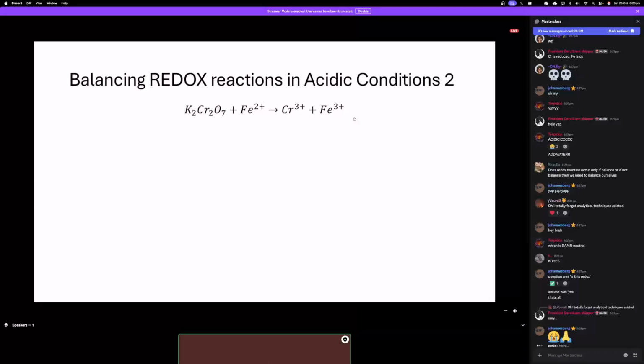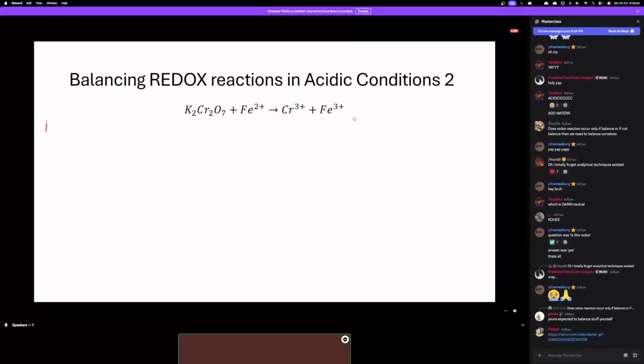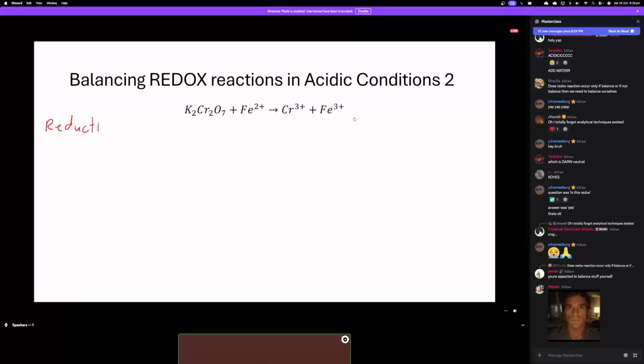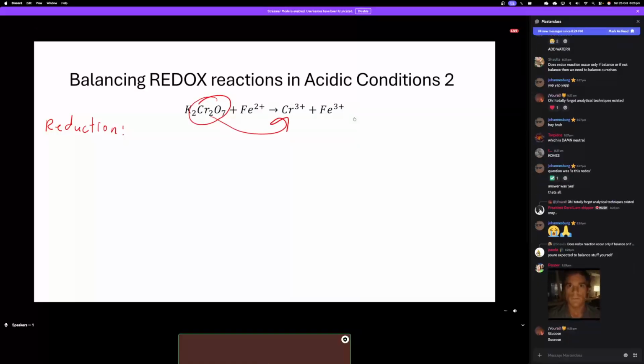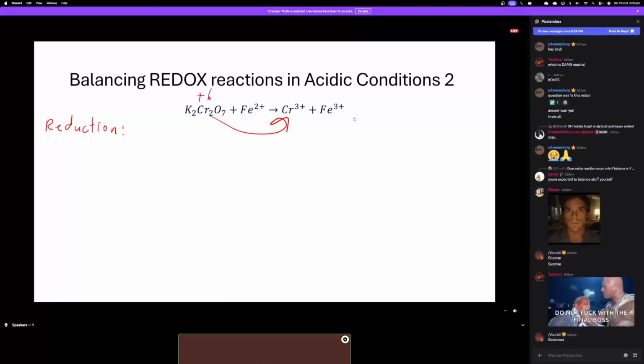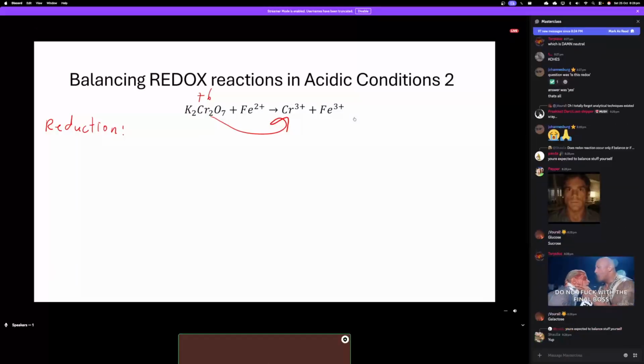First, let's write the reduction half equation, right? You will need to balance yourself, yes. Let's do the reduction half equation. Reduction is when we gain electrons, and we're gaining electrons between this molecule and this molecule. The Cr goes from +6 to +3, so we've gained electrons.